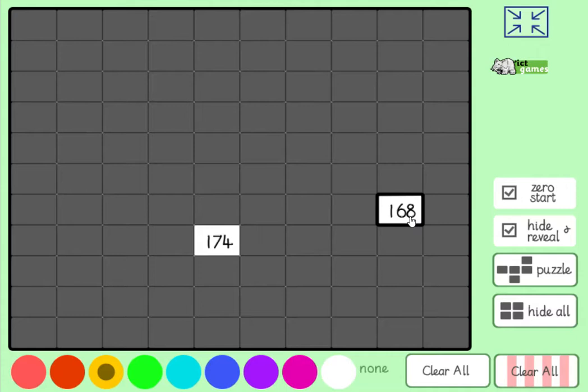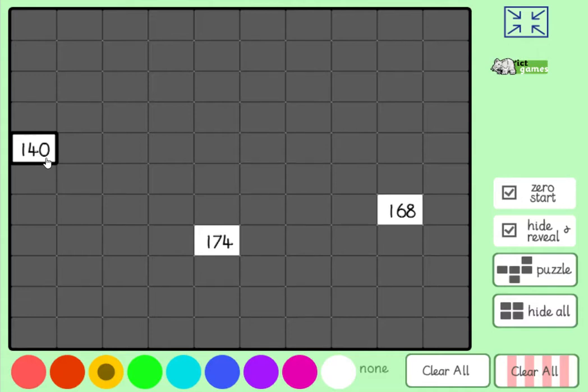168. It ends in an 8. The units digit is an 8. Odd or even? Yeah, well done, guys. Even, because it's in the 0, 2, 4, 6, 8. It's in my counting in twos. That's even. Try this one. What's that number? Anybody say 14? No, it's 140. Well done.